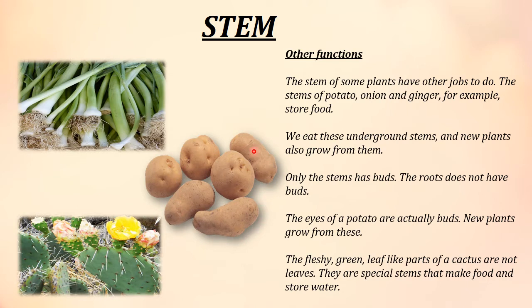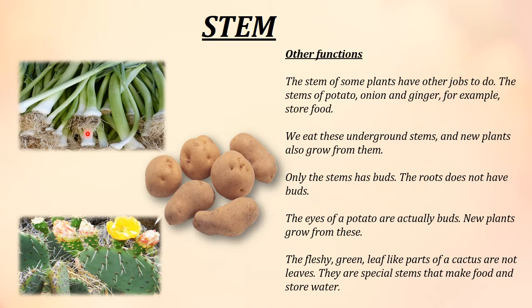Yes, we know that. They are stems because they have buds. Only the stem has buds. The root does not have buds. The eyes of a potato are actually buds. New plants grow from this. You can easily see the buds of ginger. To see the buds of an onion, you will have to cut it. You can also see roots growing from the bottom of an onion. Special leaves store food in an onion.